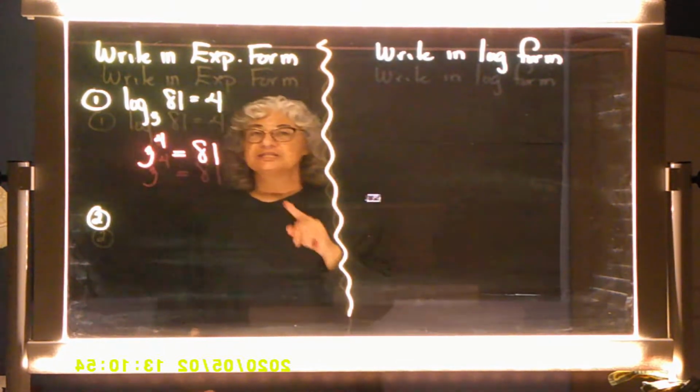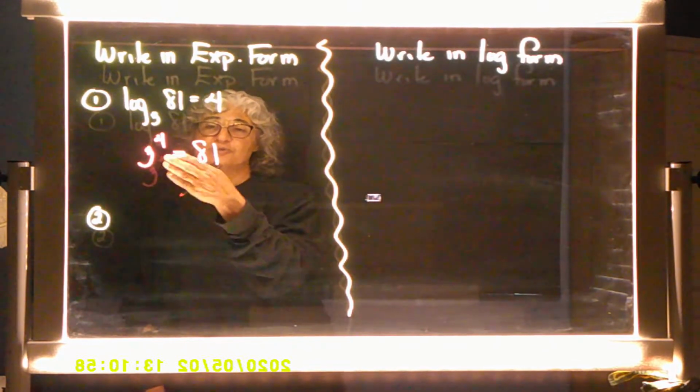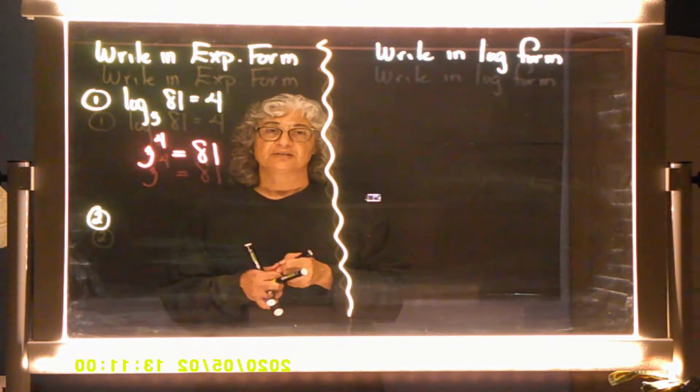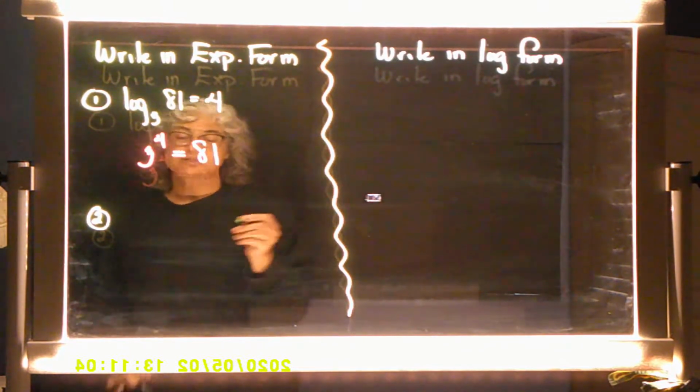Now, you shouldn't need to ask anybody to verify if this is true. The question is: is 3 to the 4th equal to 81? Yes, it is. So you know you did this one correctly. So let's look at another one.